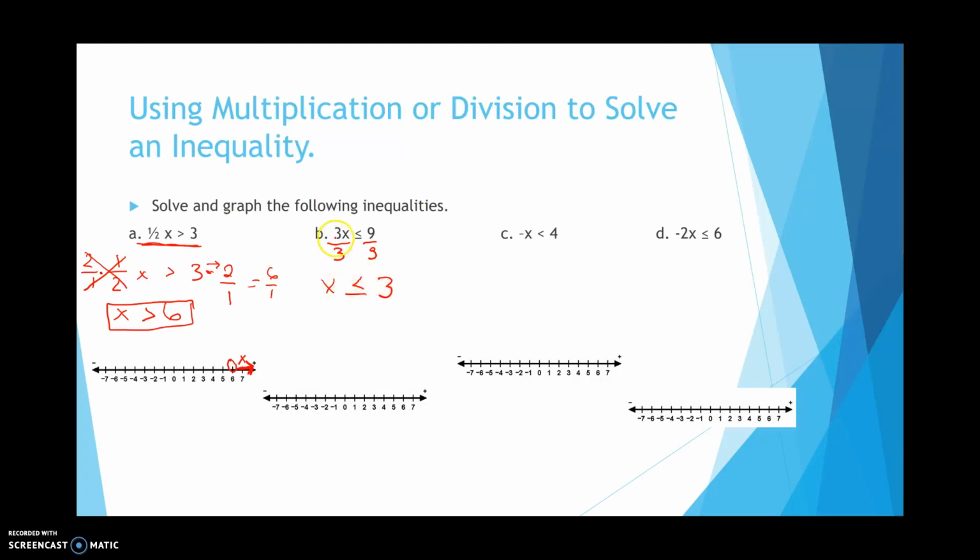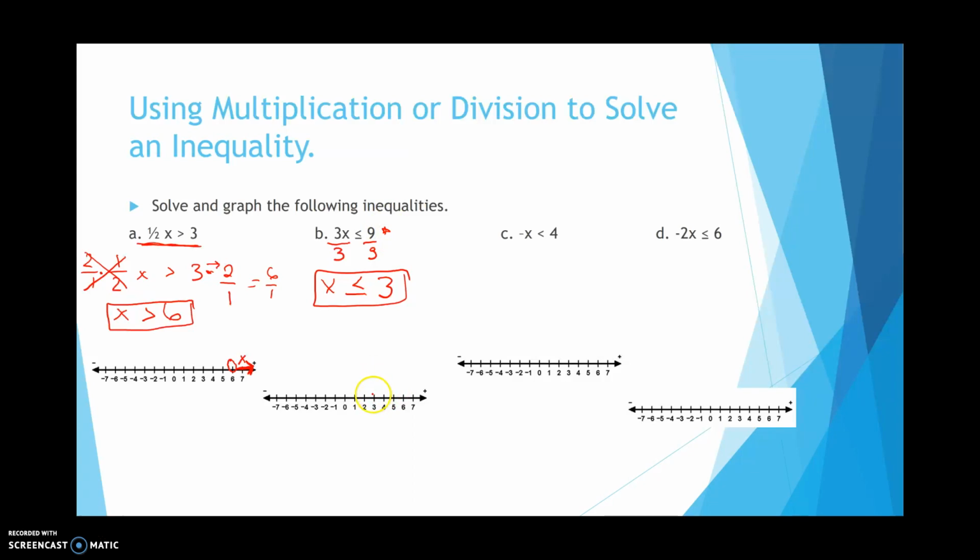Which makes sense because 3 times 3 is 9, which is equal to 9. If I did 3 times 4, that's more than 9, so x has to be less than 3. So if I did 3 times 2, if I had x equals 2, that would be 6. 6 is less than 9. So this is a true situation based on the question they're asking.